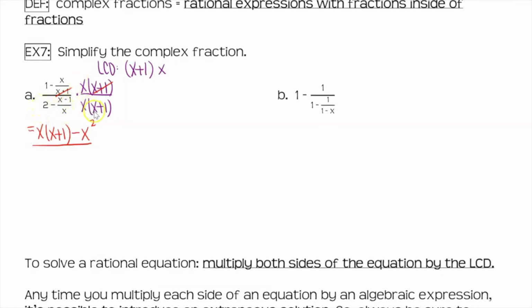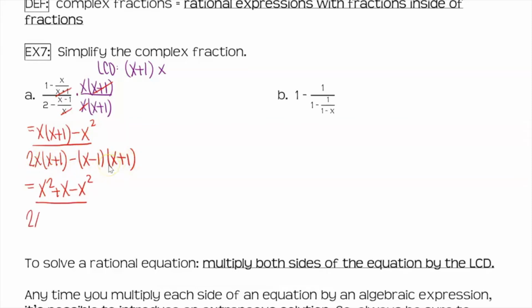I have 2 times the LCD. And then for the fraction, the x's are going to cancel. And we're going to be subtracting x minus 1 times x plus 1. Okay, so let's simplify these. In the numerator, I'm going to distribute that x. In the denominator, I'm going to distribute and then FOIL.